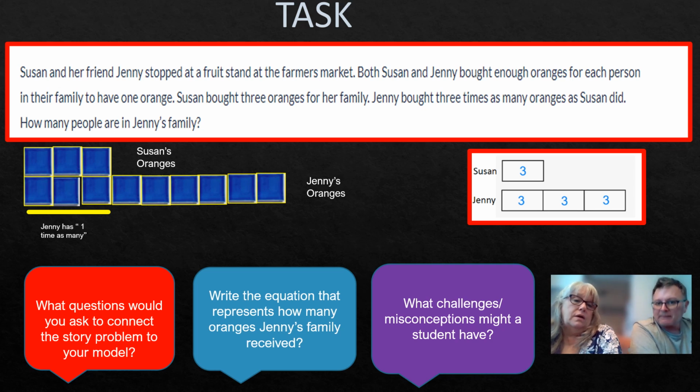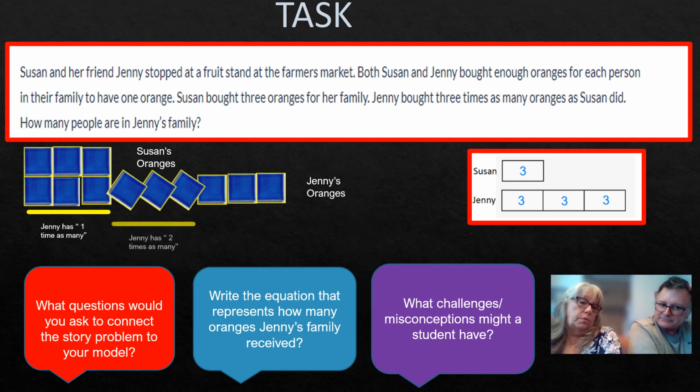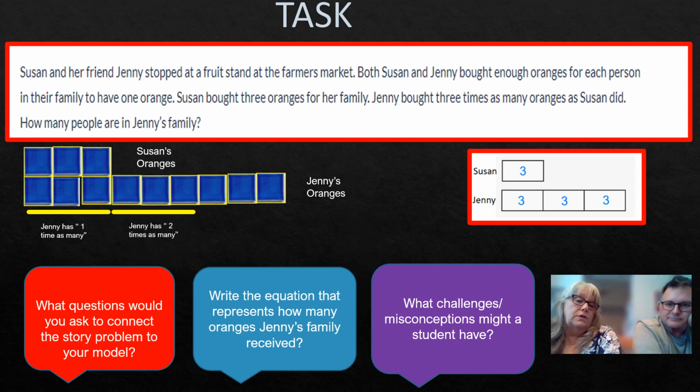And then I could also do a second group, right? So here you go, another group of three. So now I have two groups of three. So we're seeing how that's 3 times 2 right now. Jenny has 6 oranges, or 2 groups of Susan's oranges. Right.